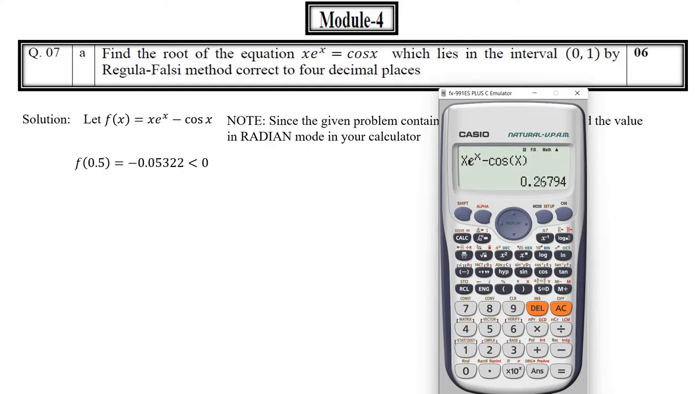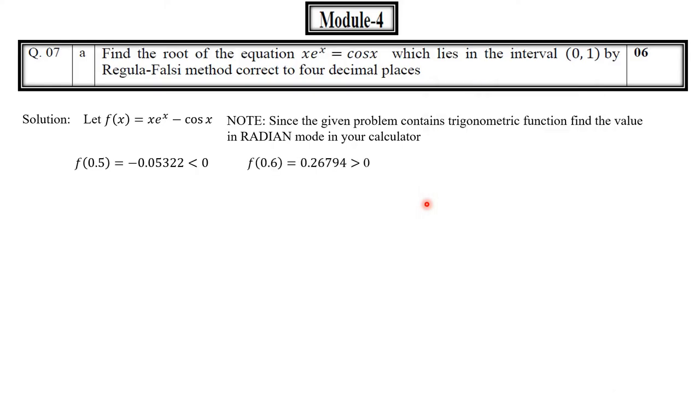So I got positive value here. I got positive value, so that can be taken as here. Here I will consider the positive value, whatever I got here. So this is the way to find out the real roots for the given equation. So I will say that the real root lies between 0.5 and 0.6.